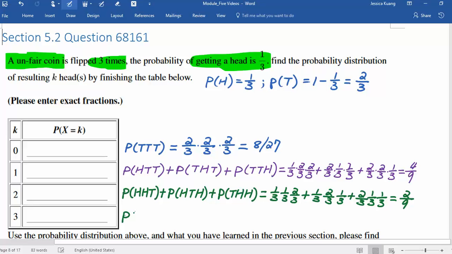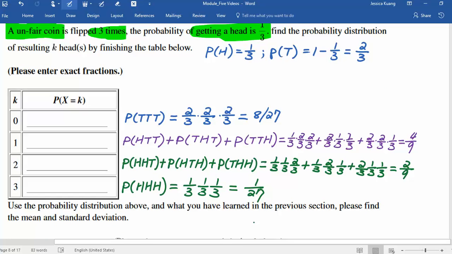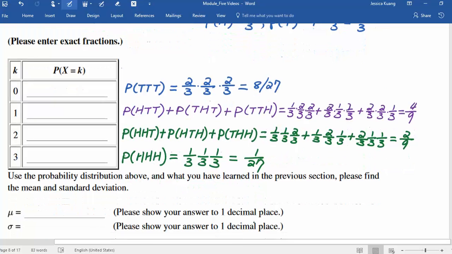Now last one, I would like to calculate the probability of getting 3 heads. So that would be only one scenario. And then this is the one I have. So that will be 1/27. Now that is only the first part. The second part, I will use the probability distribution above to calculate the mean and the standard deviation.